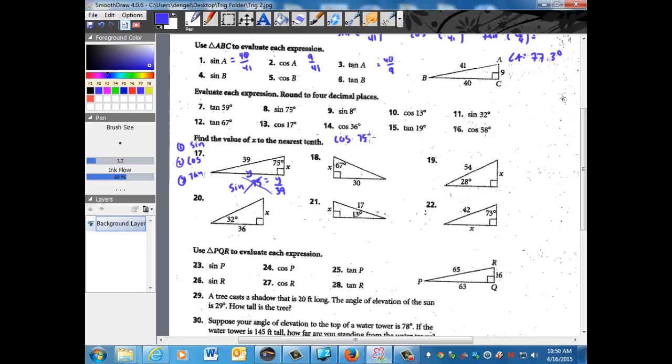Okay, next, let's try cosine. Cosine of 75 degrees equals adjacent x over 39. And so this works. I don't have to use tangent. I see that I have x. I can put a 1 underneath here. Let's enter in cosine 75. We get 0.259. So 0.259 equals x over 39, and then over 1. And then we can cross multiply. 0.259 times 39. And that gives us 8.8. Alright, so x is equal to 8.8.